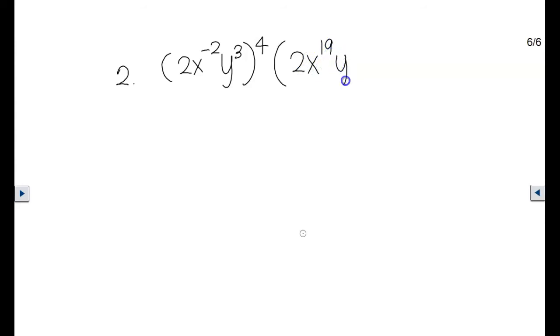Okay, let's try another one. All right, so in this problem we are doing 2x to the negative 2y to the third, all being raised to the fourth power, times 2x to the 19th y to the negative 6th.